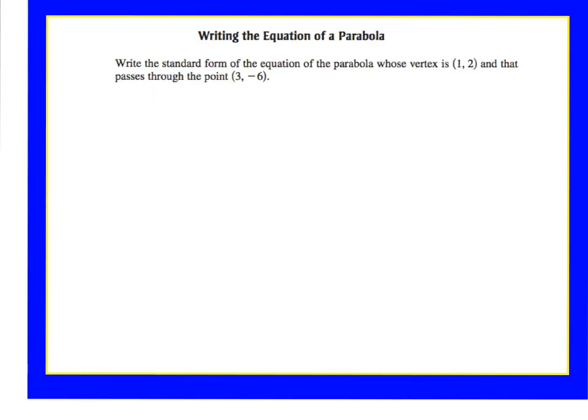I need a reader. Becca, call somebody. Sarah. Go ahead, Sarah. Write the standard form of the equation of the parabola whose vertex is 1, 2, and that passes through the point of 3, -6.